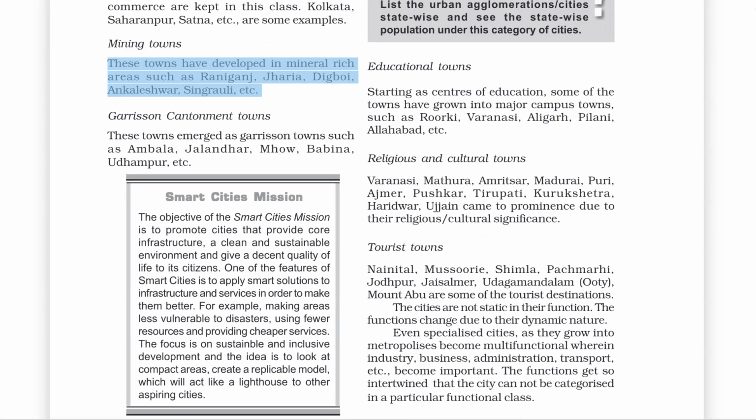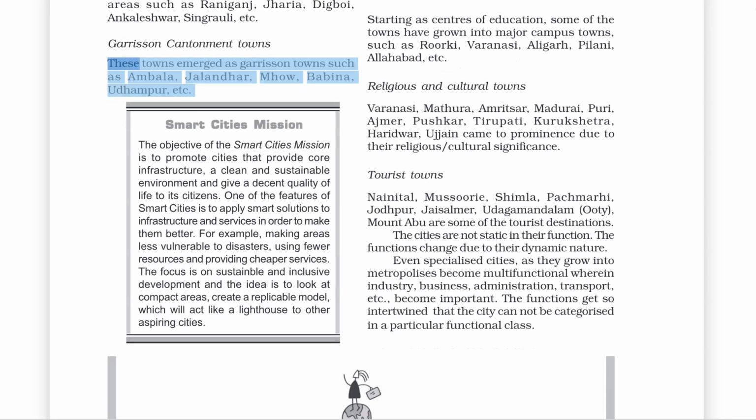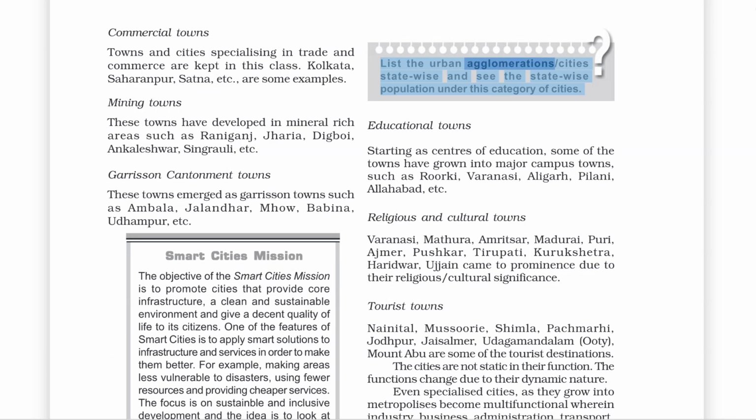Mining towns. These towns have developed in mineral-rich areas such as Raniganj, Jharia, Digboi, Ankleshwar, Singrauli, etc. Garrison cantonment towns. These towns emerged as garrison towns such as Ambala, Jalandhar, Mhow, Babina, Udhampur, etc. List the urban agglomerations/cities state-wise and see the state-wise population under this category of cities.